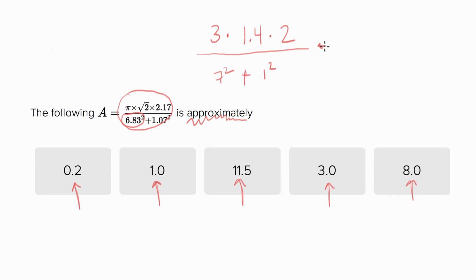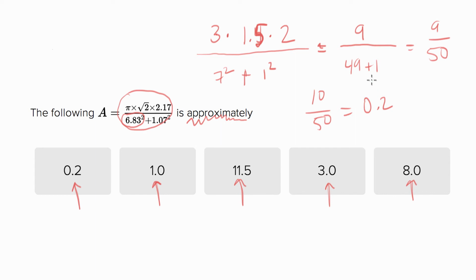So this is then equal to, let's see, 3 times 2 is 6. 6 times 1.4 is about 9. So I'm actually calling this, let's rewrite this to be 1.5. 6 times 1.5 is 9. Divide that by 49 plus 1. So this is 9 over 50. 9 over 50 is almost, I'm going to approximate this even more. Let's call this 10 over 50, which is equal to 0.2.